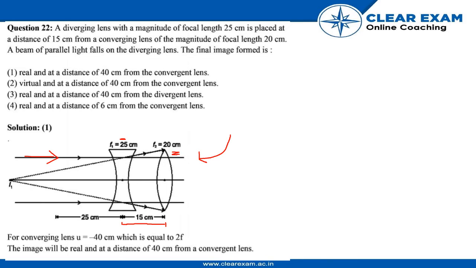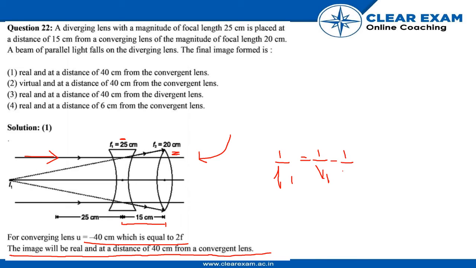So from this it goes to the lens f1. The converging lens has u is equal to -40, which is equal to the 2f, and the image will be real and at distance 40 centimeter from the convergent lens. So how we get that?